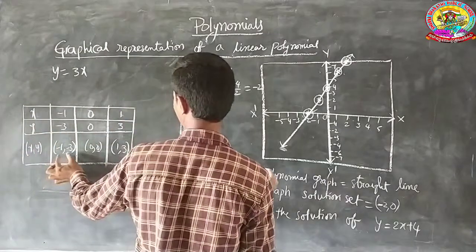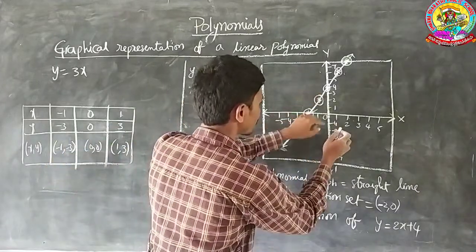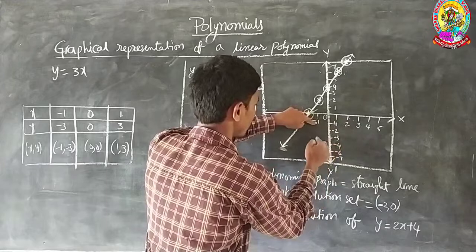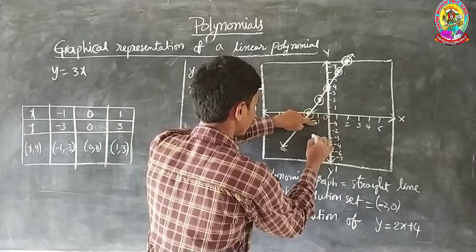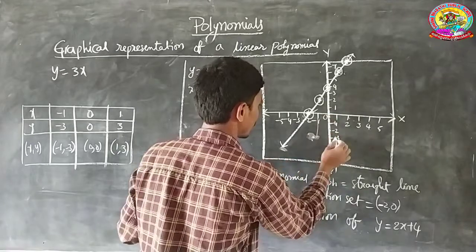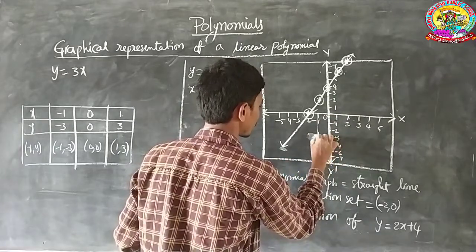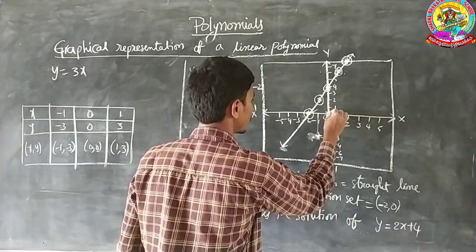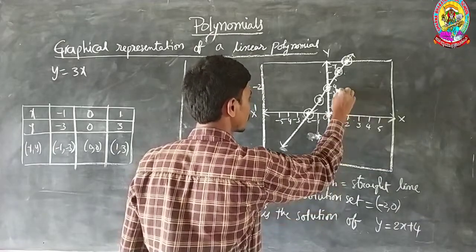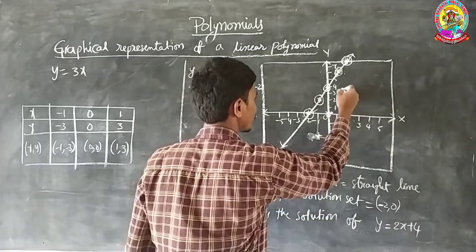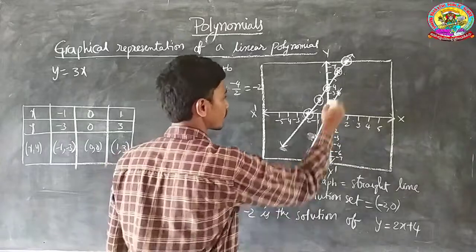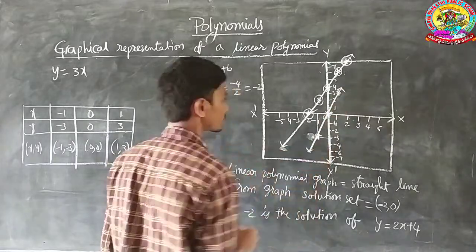So if you want to draw a graph on the graph sheet using these points, the graph is like this: minus 1 comma minus 3. Where is minus 1? So minus 1 comma minus 3 is this point. Next, 0 comma 0, this is the point. Next, 1 comma 3, this is the point. So if you join these points, the graph is like this.